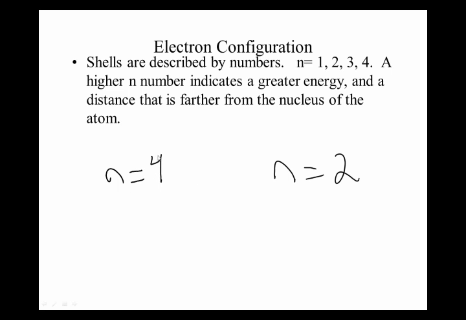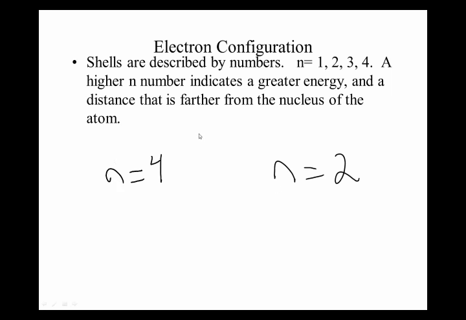But an electron in the n equals 4 shell, in an orbital somewhere in n equals 4, is higher in energy than an electron somewhere in n equals 2. Now, the higher number also indicates a farther distance from the nucleus, right? So electrons in n equals 4 are farther away from the nucleus than electrons in n equals 2.